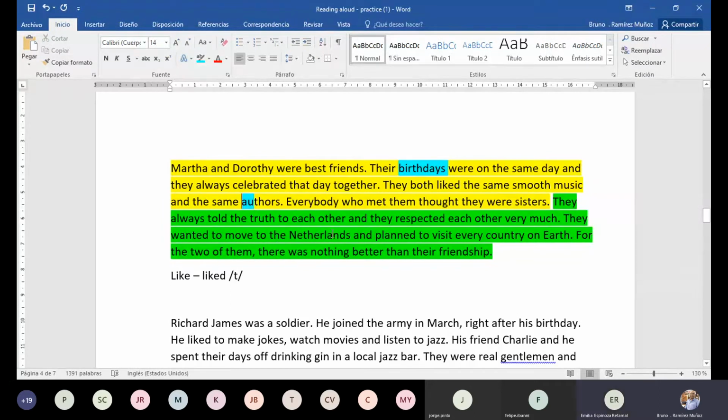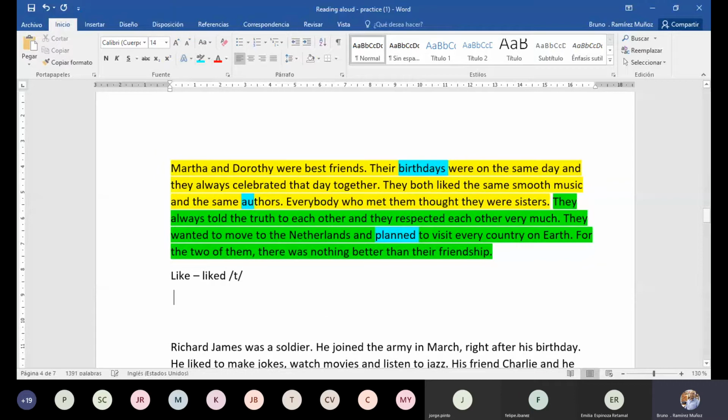What else? Planned is a very good example here. Planned, because we have plan and n is a voiced nasal sound, right? So for the past tense, you have to use a voiced sound, which is a d, planned, planned, right? D, planned. Okay, very good dialogue.